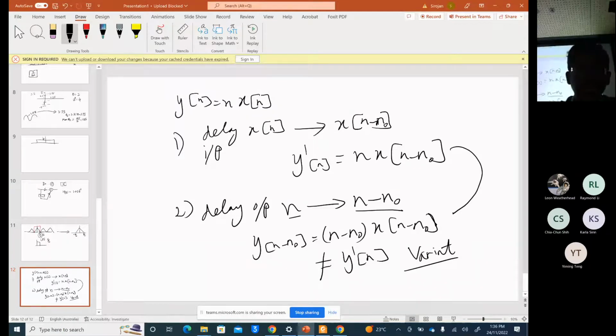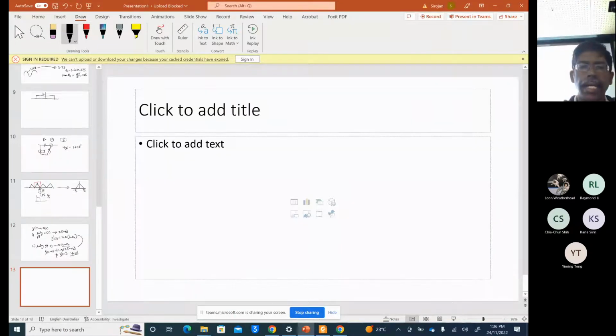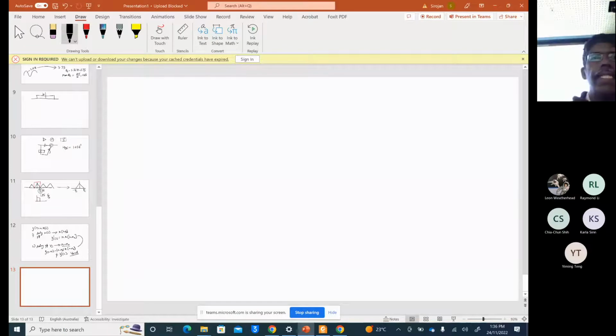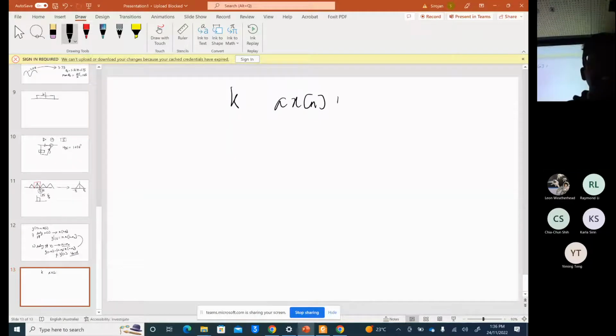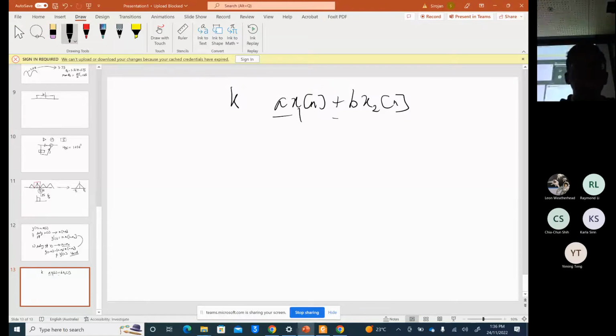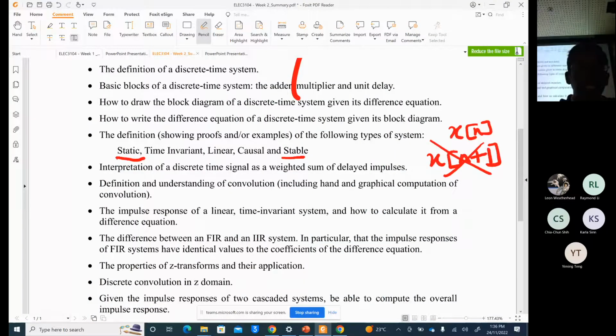And for a linear system, that is very simple. How you check is you scale it, let's say a x1[n] plus b x2[n]. So you can check the scaling and the addition. If both of them work, then it is linear. If one of them doesn't work, then it is nonlinear. Okay, so that is for linear systems and stability.